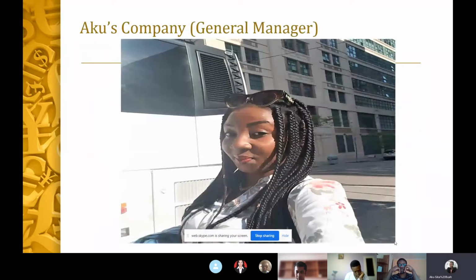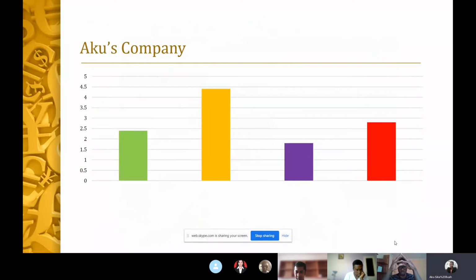For those of you who don't know the general manager, this is the general manager of Aku's company. She's the one facing this problem, and we are supposed to help her to find the costs of producing a single product. So Aku goes to the accountant, and the accountant gives her this graph.